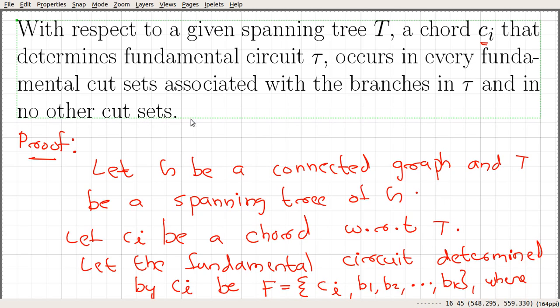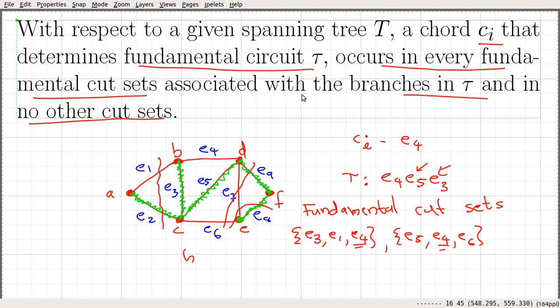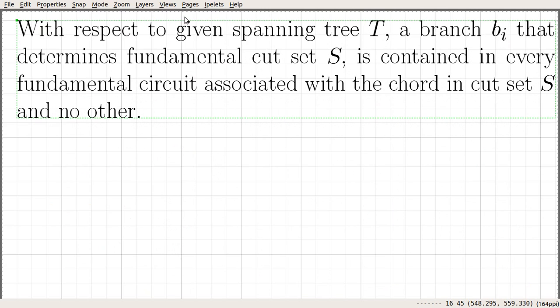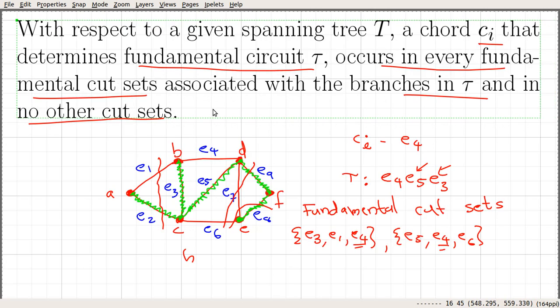We will prove the other thing in the next video. In the next video we will prove this statement: with respect to a given spanning tree T, a branch Bi that determines the fundamental cut set S is contained in every fundamental circuit associated with the chords in the cut set S and no other. That we will prove in the next video.